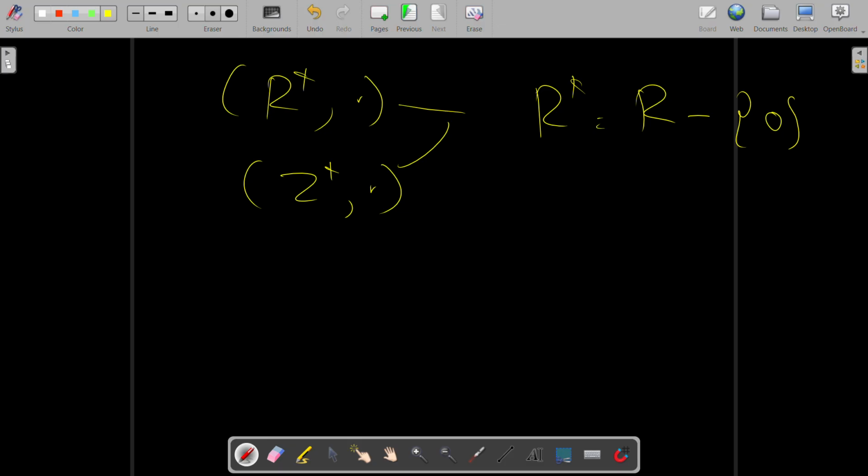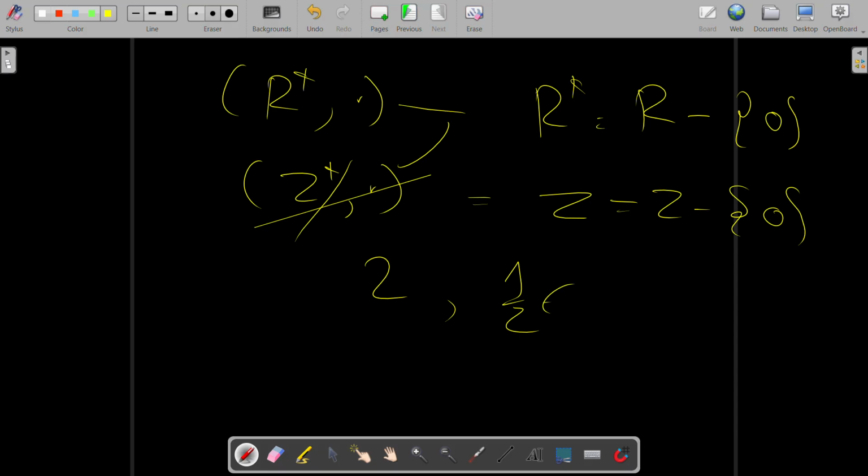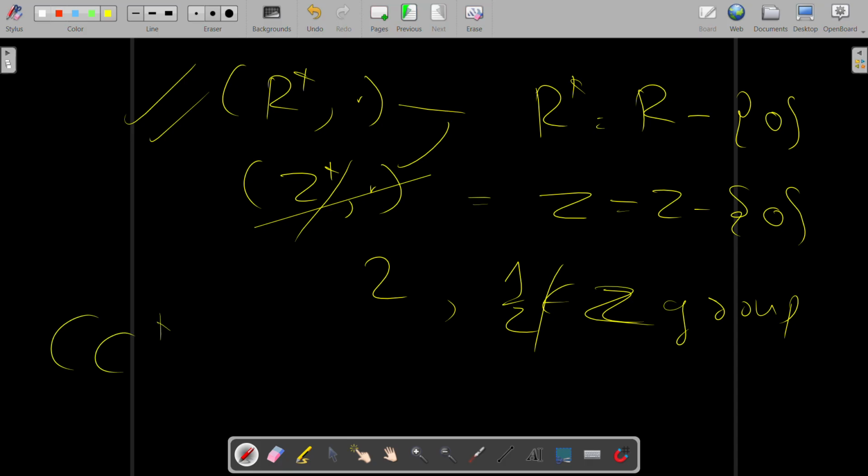Z star doesn't form a group because if z equals z minus 0, under the operation multiplication the element 2 needs to have the inverse 1 by 2, and 1 by 2 does not belong to Z, so it will not form any group. But R star under the operation addition or multiplication will form a group. In the same way we can say the set of all complex numbers where 0 is not present will form a group under the operation multiplication. We can check.